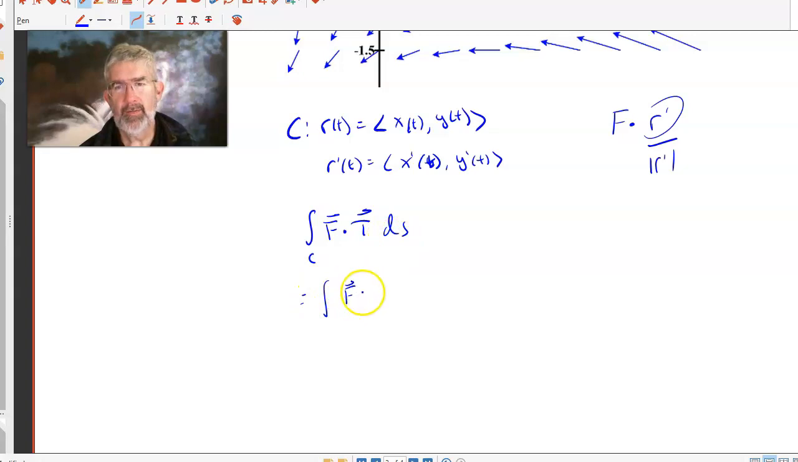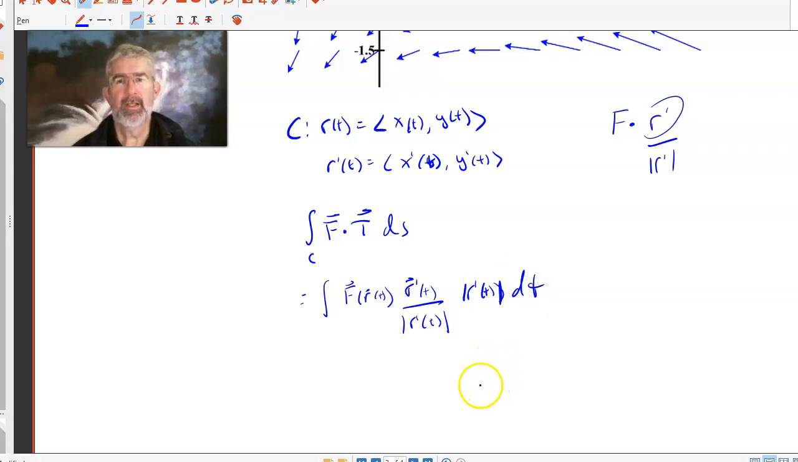So this is going to be f, always evaluated at r. And T, remember, we calculated as r prime, a vector divided by the length of r prime. But then ds is the speed dt, right? So it's the length of r prime dt. And this is a dot product. Notice the r primes are going to cancel out, and this could look like this.